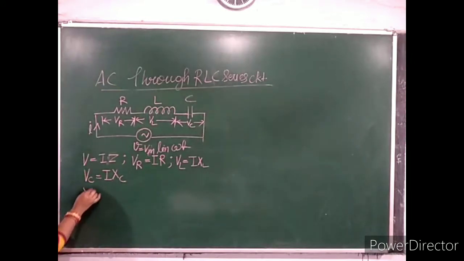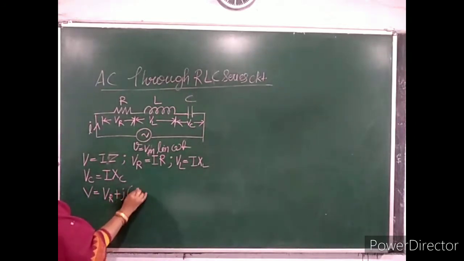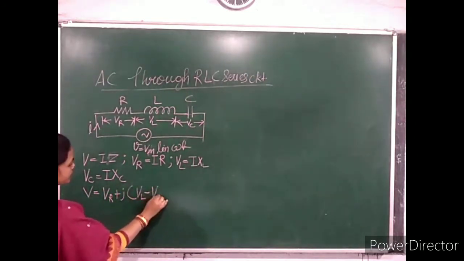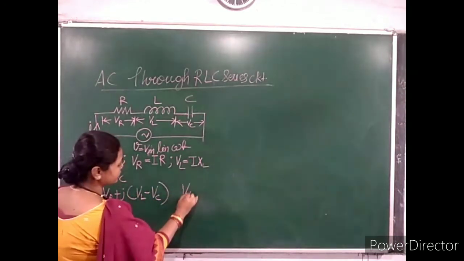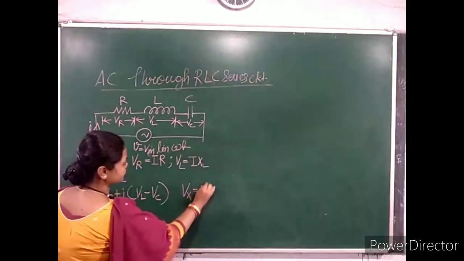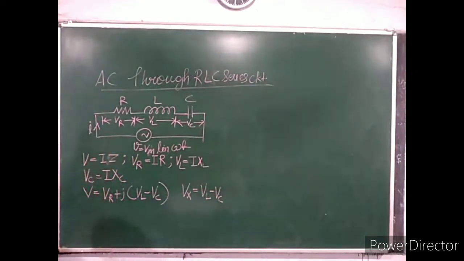Now the total voltage, that is the RMS value of supply voltage V, in the complex form I will write here: V is VR plus j(VL minus VC). What is VL minus VC? They are the reactive voltages. Okay, now I put the value of V.